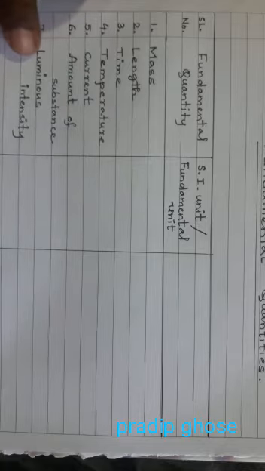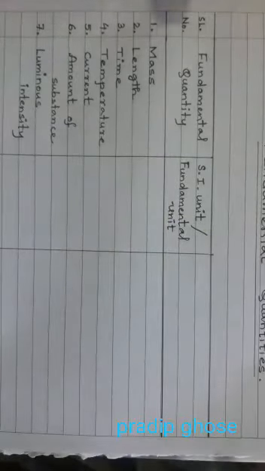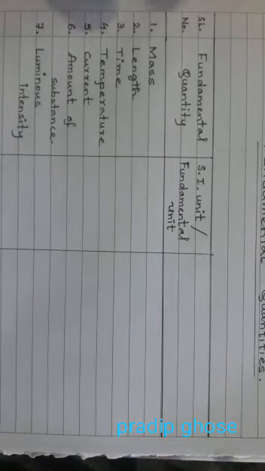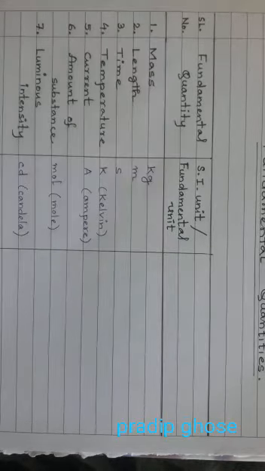About this, what is luminous intensity or what is amount of substance, we'll discuss later when required. Here we are only interested in the names. There are only 7 fundamental quantities. What are the units? We know the units.